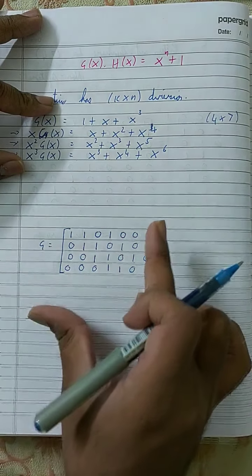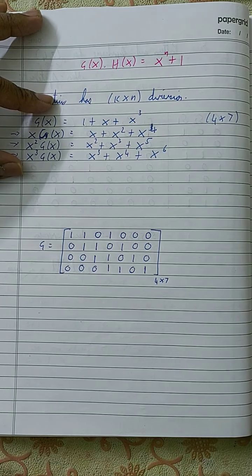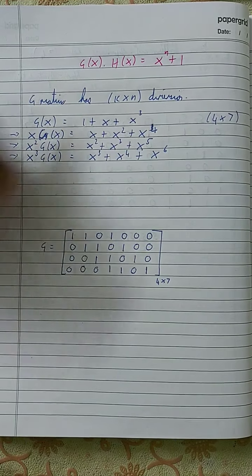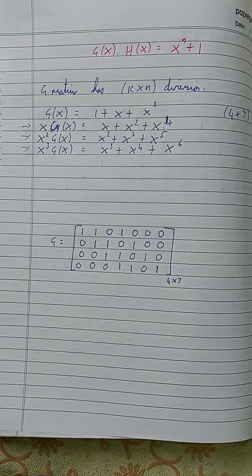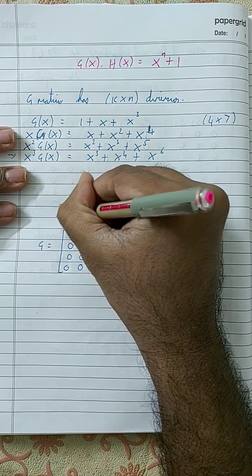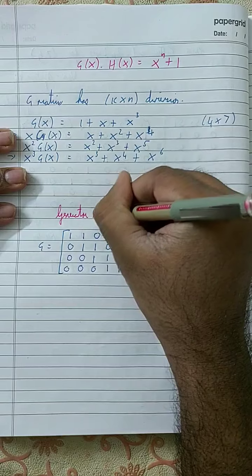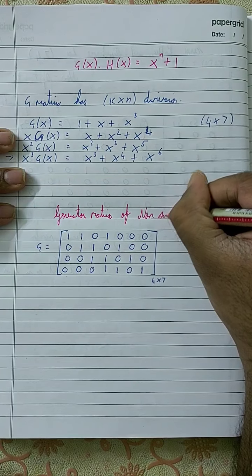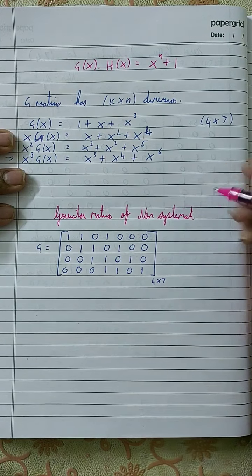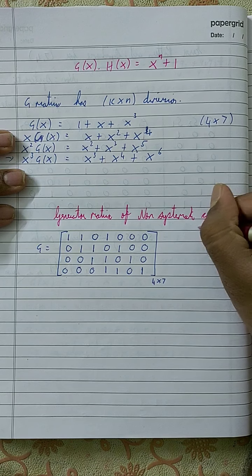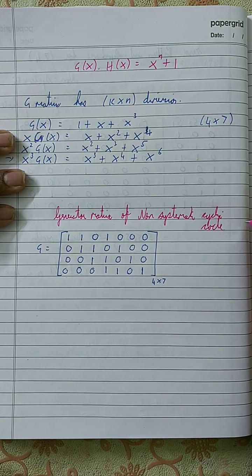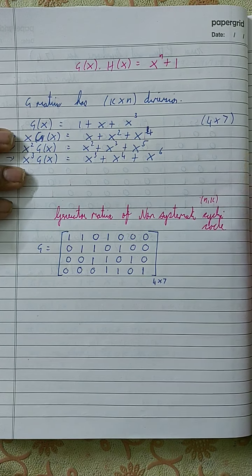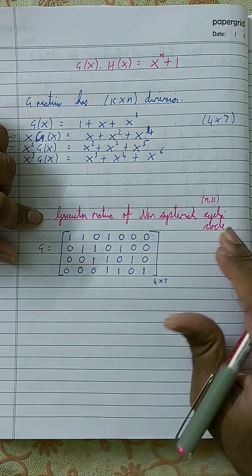Okay, and if you look at it, this is actually the generator matrix of non-systematic cyclic code. Or precisely, this is the generator matrix of an (n,k) non-systematic cyclic code.